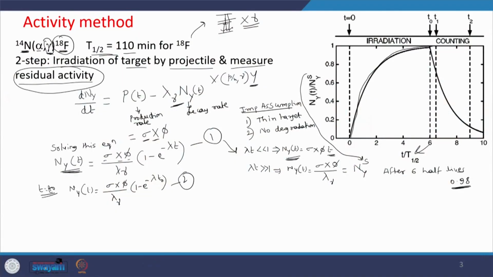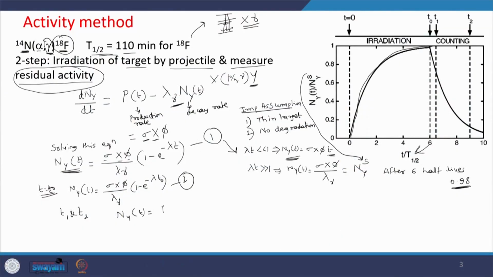Okay. Now, after irradiation is stopped and the target is kept in front of the detector, you measure the gamma rays between two timings, T1 and T2. So, how can you write down this equation for the number of nuclei? This N_y(t) I am now writing after t equals T0, the number of residual nuclei is undergoing only decay.